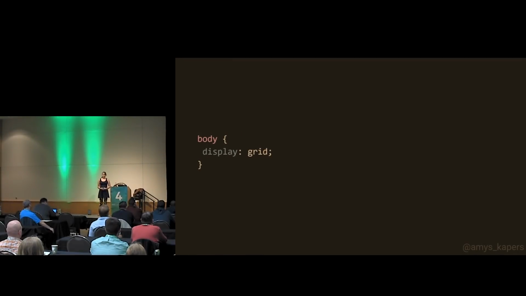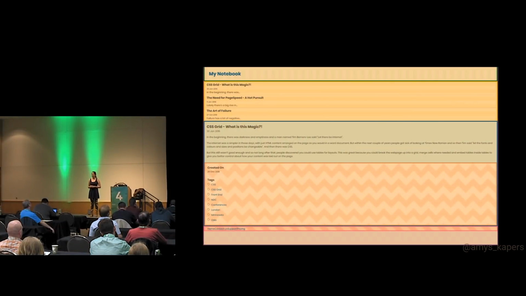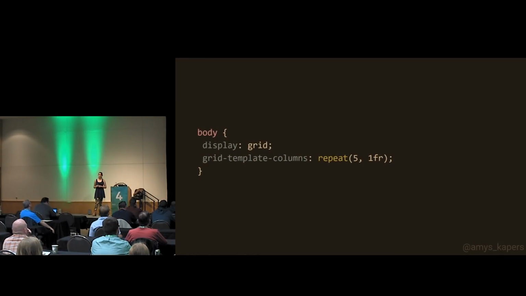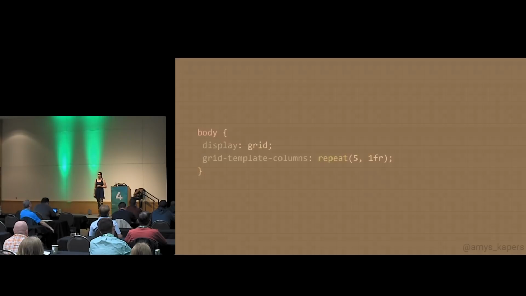We're going to start off with something nice and easy. For our app, we're going to set the new value for display, which is display: grid. It hasn't really done anything. That's how you'd expect the content to look on the page. Then we're going to define what size our grid is. First of all, we're going to use a new property called grid-template-columns. We've also got a new value here, which is the repeat function.